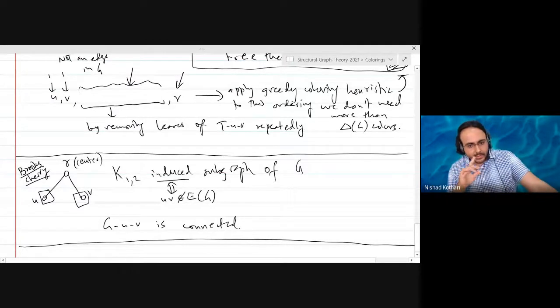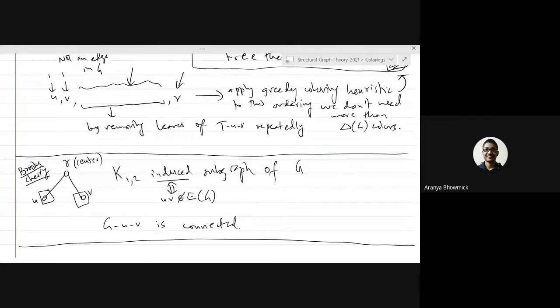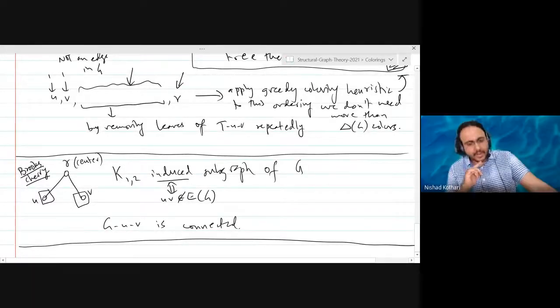Okay. So it is a subgraph of the graph. Yeah, go ahead. So basically it is an induced K12 where if you delete the two vertices other than the center, the graph will be connected. Exactly. It is an induced K12. When you delete the two vertices that are not the center, the graph is connected.